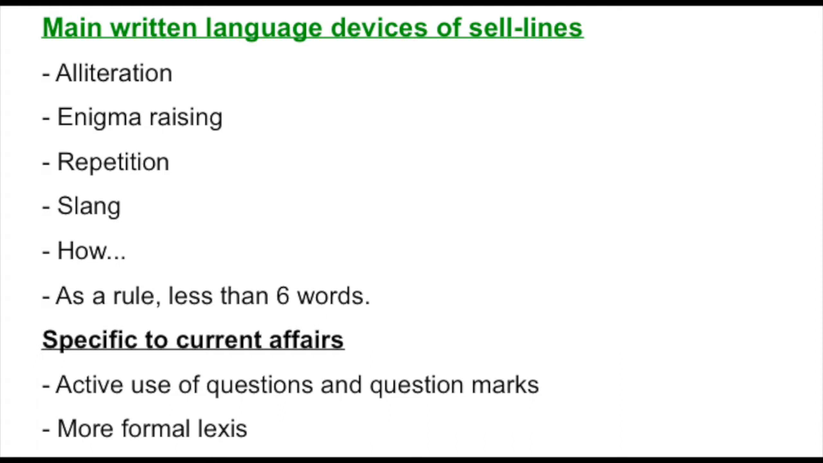Even though you've got a higher level of lexis, they will try and keep it quite direct. Now, with current affairs magazines, they do like the active use of questions and question marks at points. You'll see that in things like The Spectator and The Economist, and they will have a more formal lexis, so you'll have less of the slang that you might see elsewhere, but they might use terms that are a certain sort of nomenclature that a particularly educated audience will know, right?